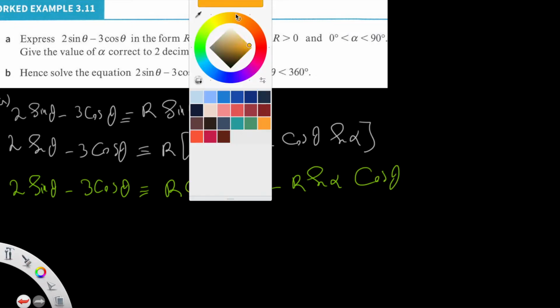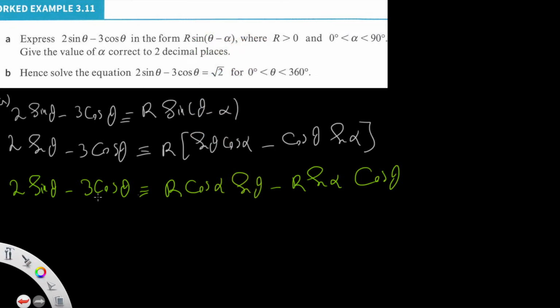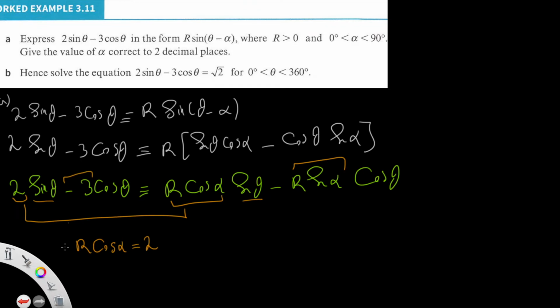Now to equate these two expressions, they should have the same terms and coefficients. On the left hand side you have sine of theta, and here sine of theta, so they should have the same coefficient. So it means that 2 must be equal to r cosine of alpha. R cosine of alpha is equal to 2. And for cosine of theta, they should also have the same coefficient. They both have negative, so it should be 3. R sine of alpha must be 3.